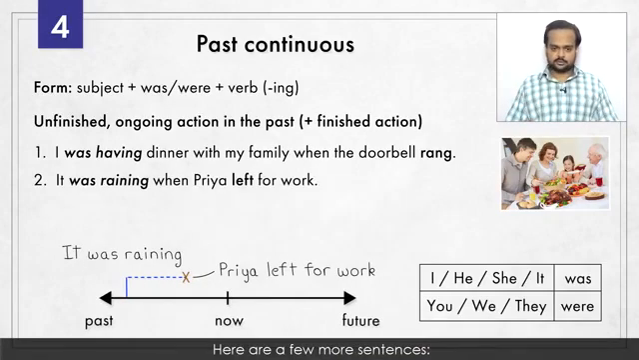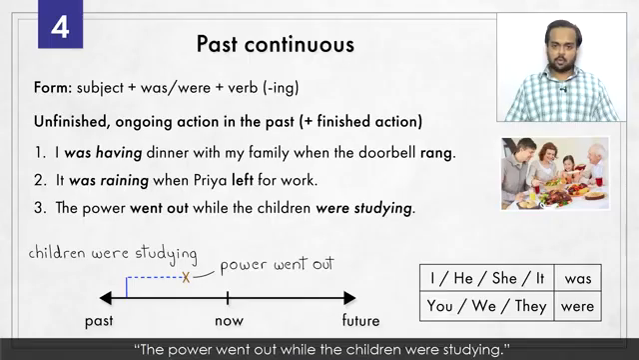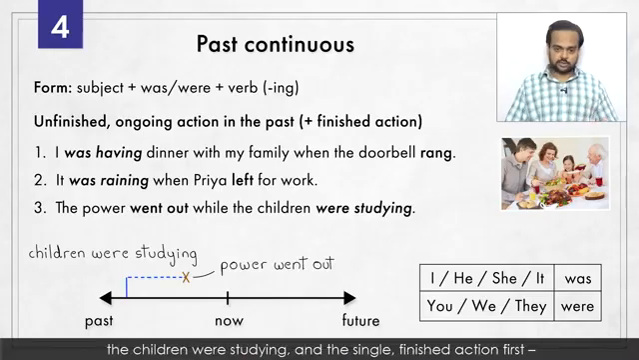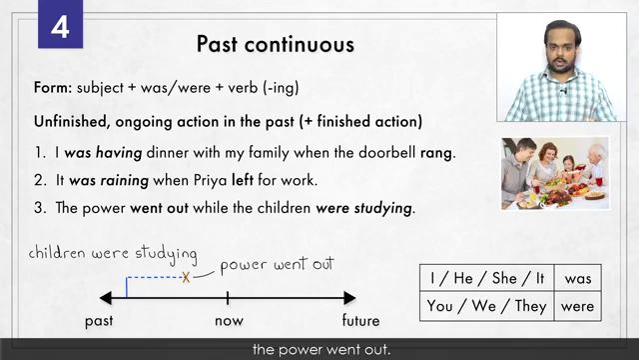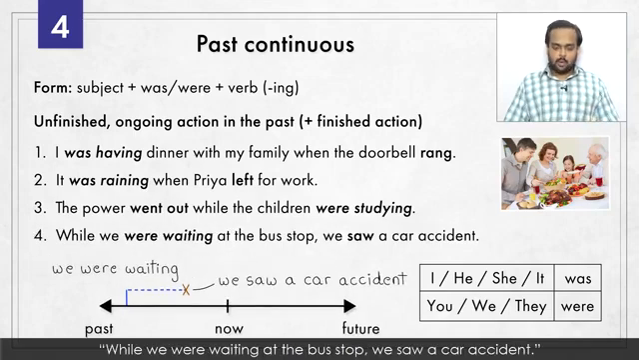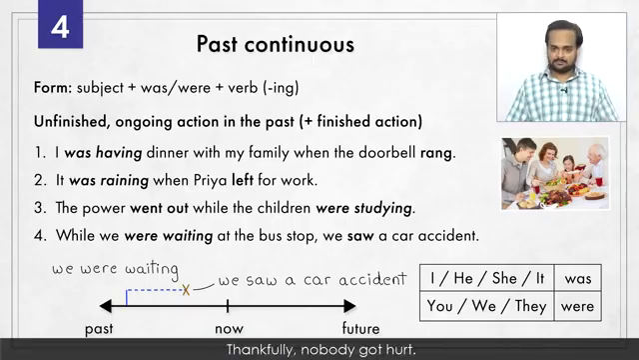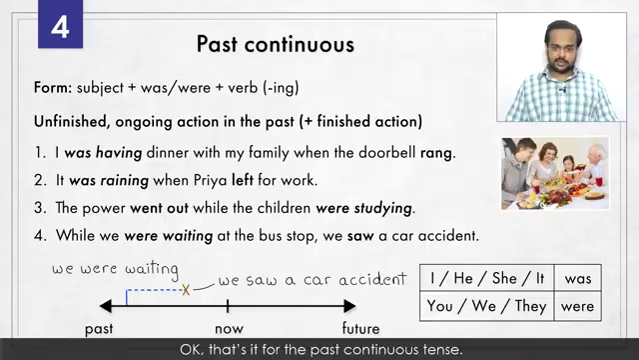Here are a few more sentences. It was raining when Priya left for work, so she had to take an umbrella with her. The power went out while the children were studying. Here we mention the continuous action second, the children were studying, and the single finished action first, the power went out. While we were waiting at the bus stop, we saw a car accident. Thankfully, nobody got hurt. Okay, that's it for the past continuous tense.